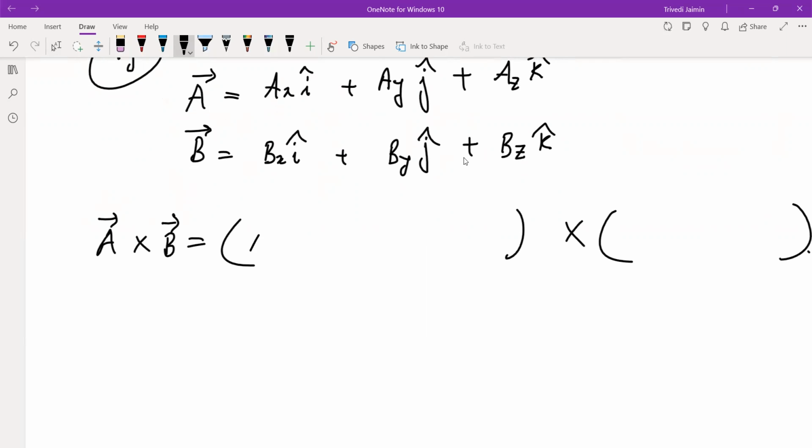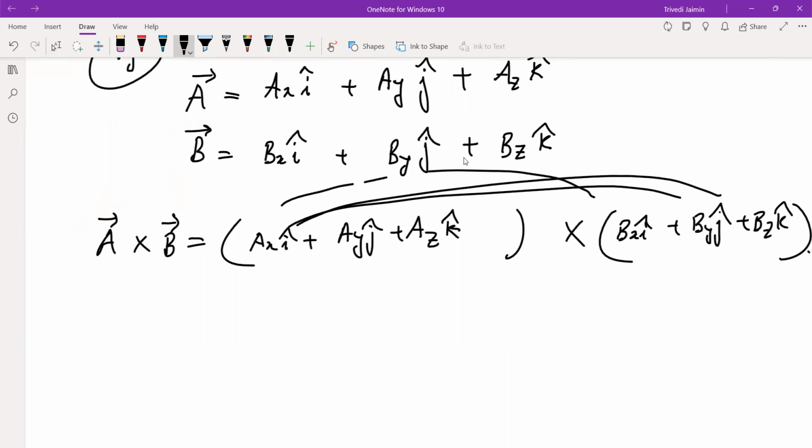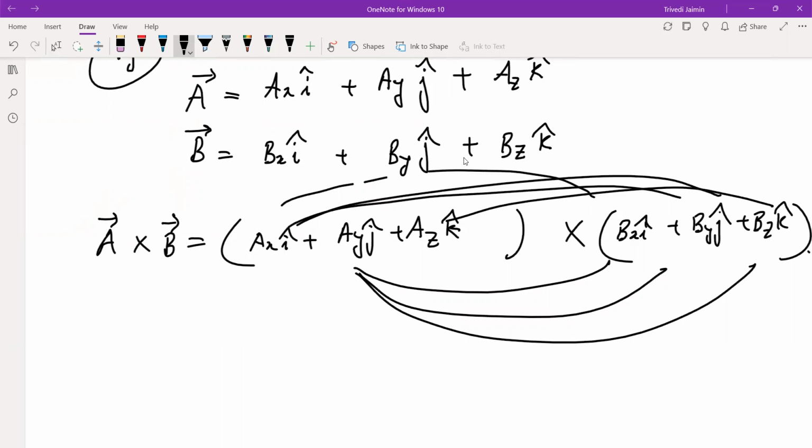Now let's write this: AX I cap plus AY J cap plus AZ K cap. Same, BX I cap plus BY J cap plus BZ K cap. Now what we'll do, we'll multiply this term here to there and there. Similar way, multiply here, here, and here. This one, plus this one, that, and that. Okay, so this will be so long.